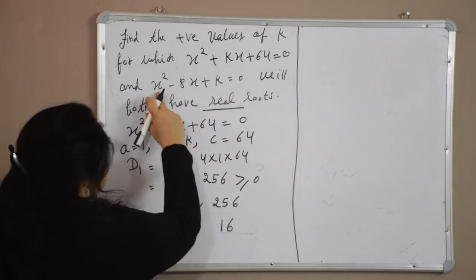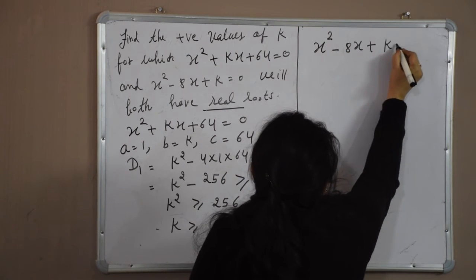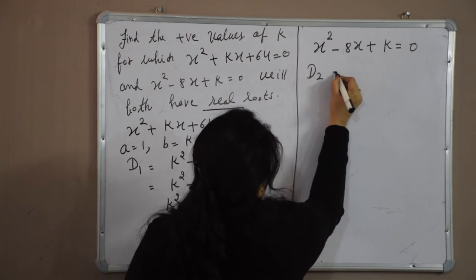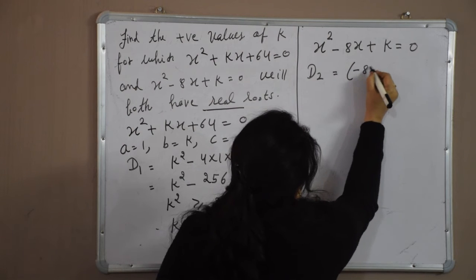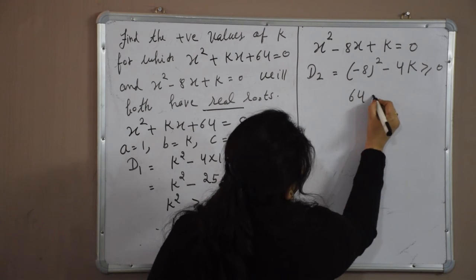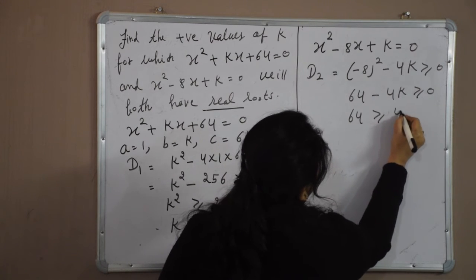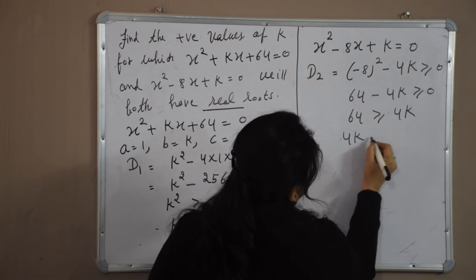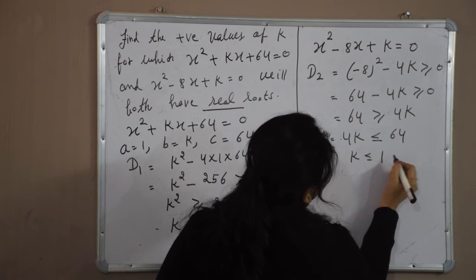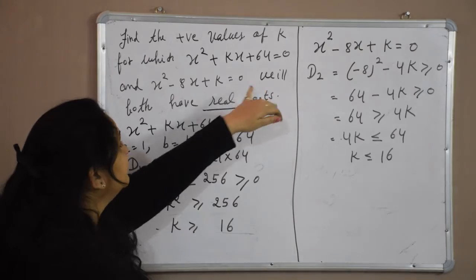Now there is one more equation, x square minus 8x plus k equals to 0. Both the equations should have real roots. I am taking the discriminant of this as D2, and b square, that is 8 square, minus 4ac, 4k greater than or equal to 0, 64 minus 4k greater than or equal to 0, 64 greater than or equal to 4k. From here we can write 4k less than or equal to 64, k less than or equal to 16.